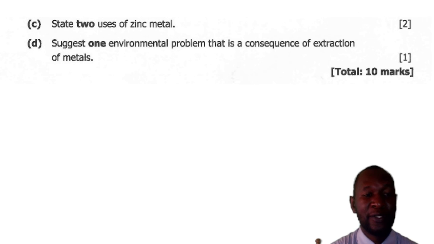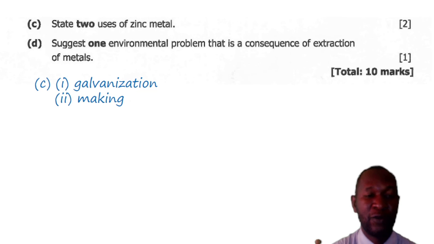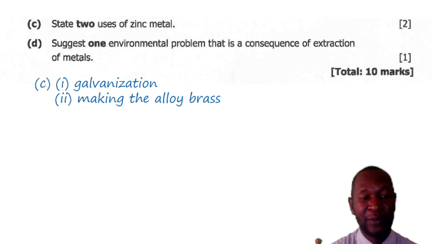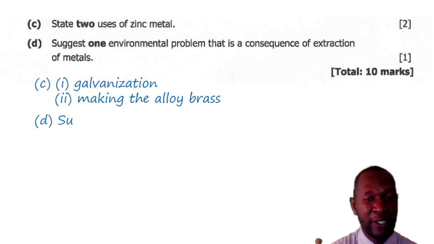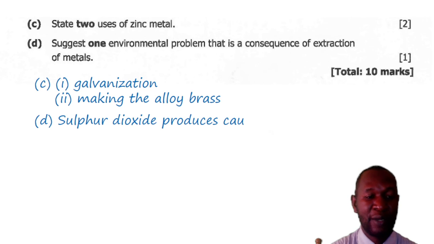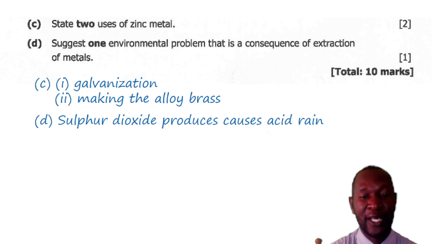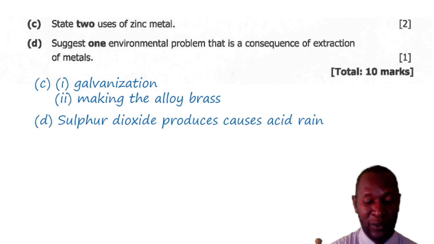Part C, state two uses of zinc metal. So zinc will actually be used for galvanization, and it can also be used for making the alloy brass. Part D, suggest one environmental problem that is a consequence of the extraction of metals. So with the extraction of metals, we have gases which are produced, like for example, sulfur dioxide, which will actually cause acid rain. So that is the environmental problem.